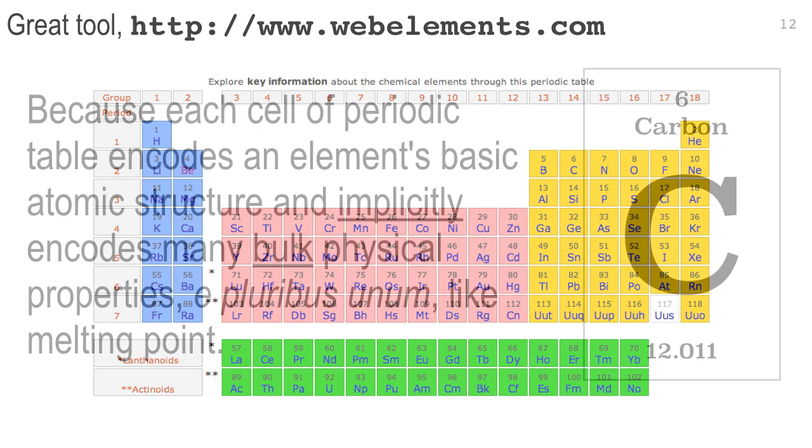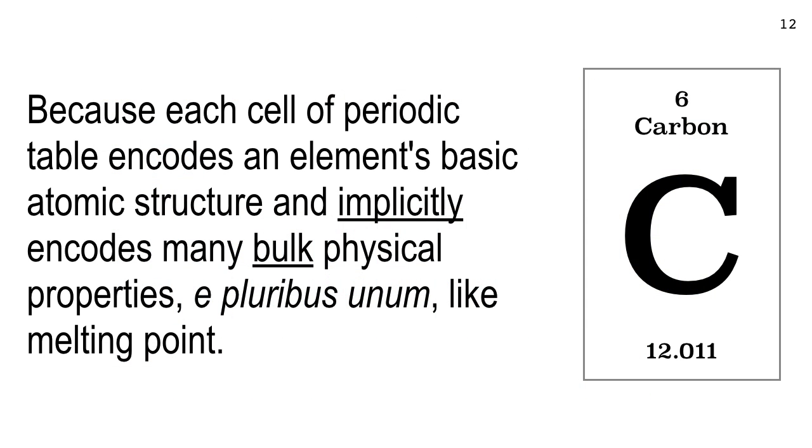And the periodic table is important for us because each cell of the periodic table encodes the basic atomic structure. So here's a little cell that I magnified for carbon. The symbol is C. The top number is the atomic number, 6. And the number at the bottom, 12.011, that's the atomic mass, or the atomic weight.